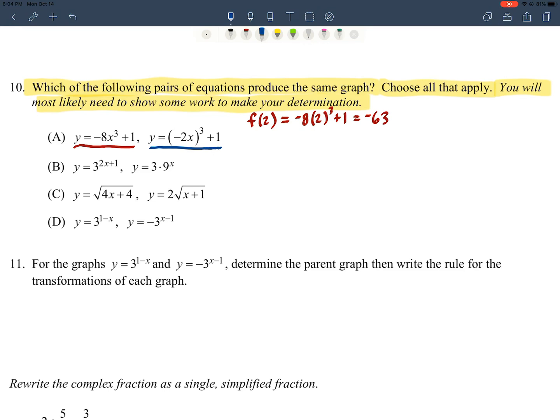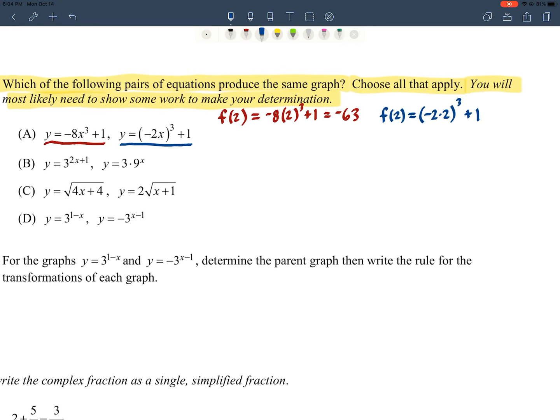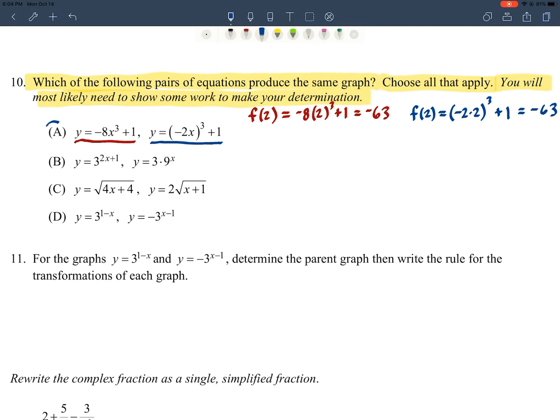Now, if these two functions are really the same, when I plug in a 2 into this function, I should get the same answer. So let's check it out. f of 2 should equal negative 2 times 2 to the third power plus 1. Negative 2 times 2 is negative 4, and negative 4 to the third power is negative 64. Plus 1 should also give us negative 63. So since we're getting the same outputs, these graphs are going to be the same.